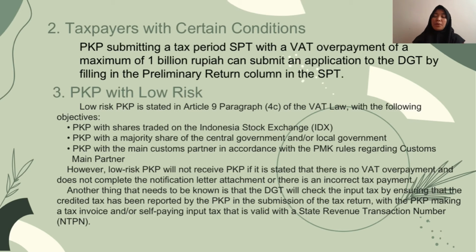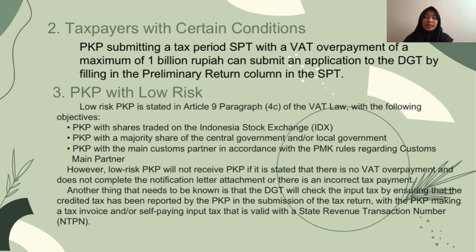Also the fifth, PKP with production activities, attach a statement of production activities, submitting SPT within 12 months in a timely manner. And the next is PKP that meets certain conditions, namely the amount of value-added tax overpayment of 1 billion rupiah. Okay, so however, low-risk PKP will not receive PKP if it is stated that there is no value-added tax overpayment and doesn't complete the notification letter attachment, or there is an incorrect tax payment.